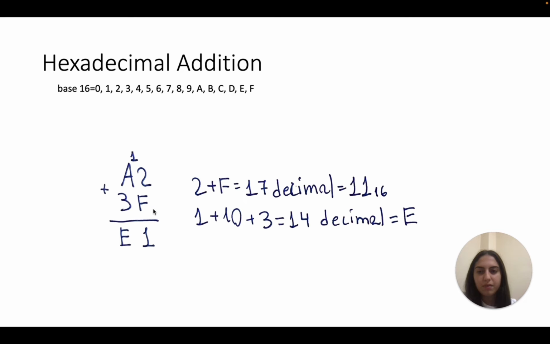2 plus f. So as we know, f is decimal 15, so 2 plus f will be 17 in decimal. And as we know, if we convert it, it will be 11 in base 16. So we write the 1 here and the next one in the next column. So here we'll have 1 plus a plus 3, which is the same as 1 plus 10 plus 3, and it's 14 in decimal, which is, as we see, e in base 16, so we just write the e.